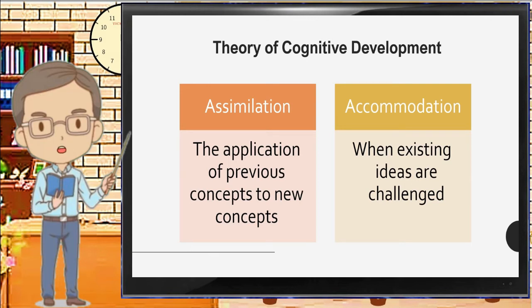So what's the difference? When we say assimilation, you try to apply previous concepts to new concepts. Say for example, when you were a child, you saw a four-legged animal and your parent told you that that is a dog. Then you went to the zoo and you saw a tiger. Because the tiger is four-legged, you assimilated that with what you know so far and you said that that is a dog. But in reality, that is a tiger.